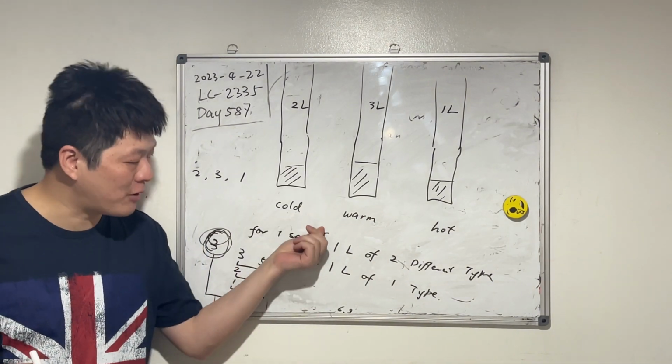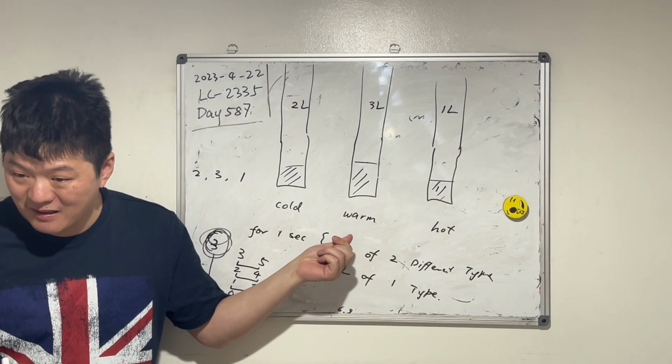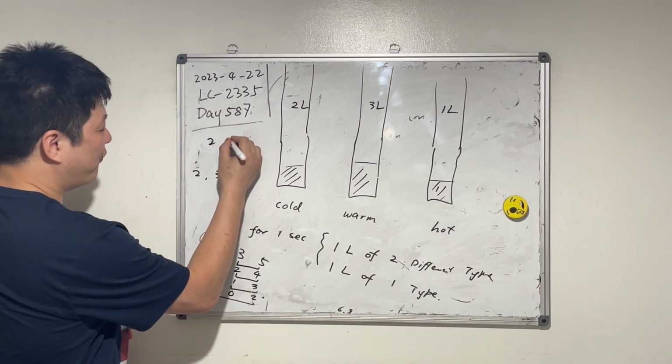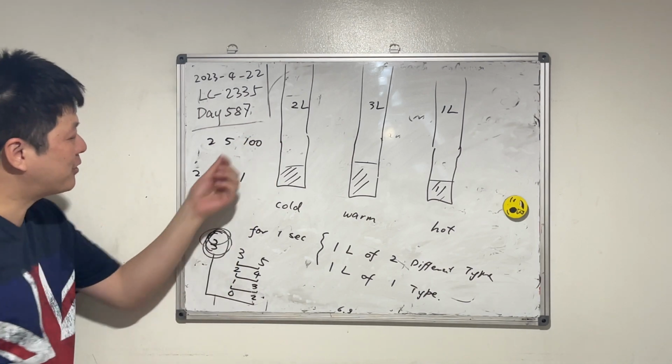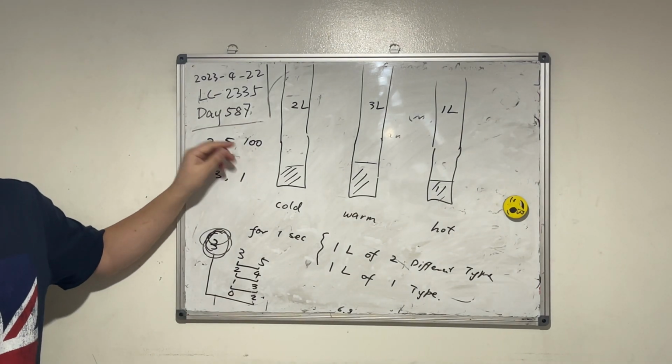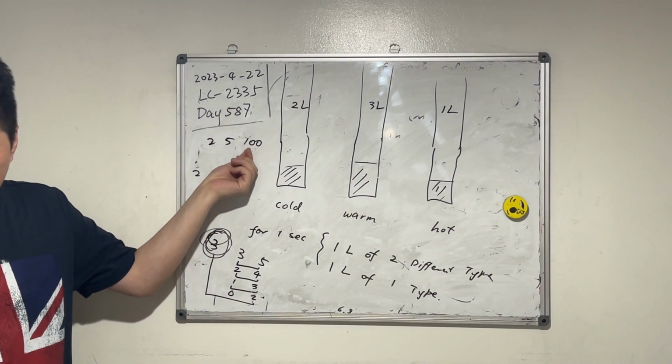Definitely, we want to drink the one with the most water first. Am I right? Does it make sense? If it's like 2, 5, 100, right? We want to reduce this first. We want to look at this first. We want to reduce the one with the most water.